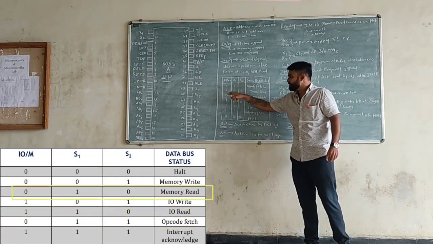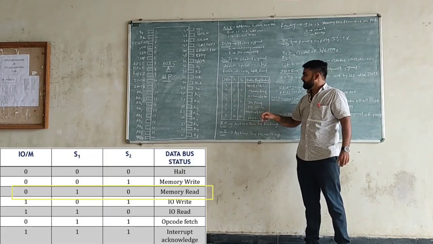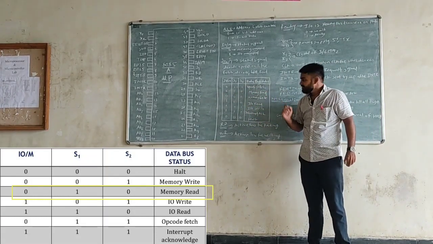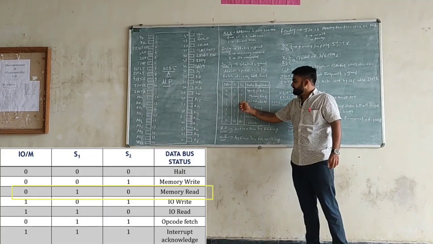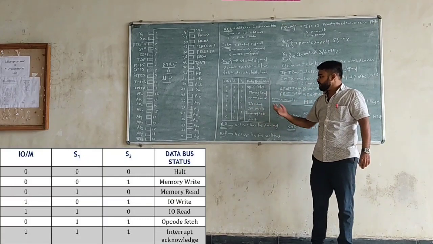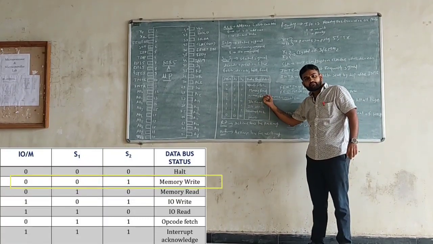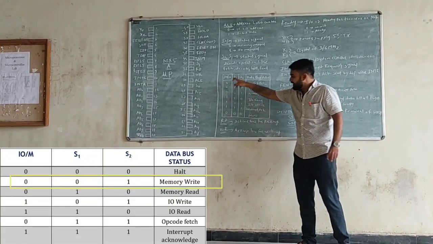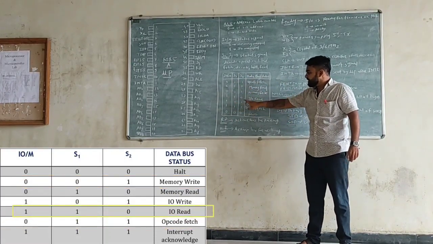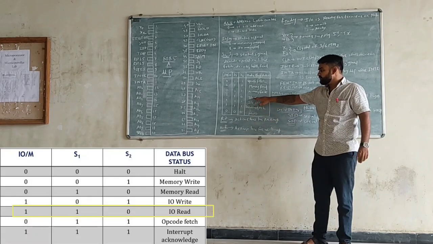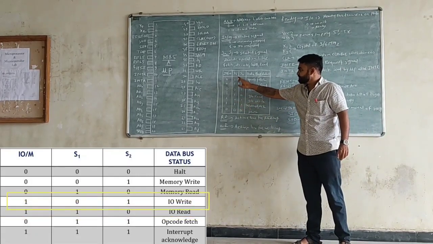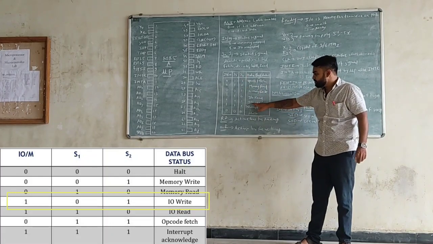After that, when IO/M is at 0 and S1 S0 is 1 and 0, at that time we are going to read the memory. When S1 is at 0 and S0 at 1, at that time we are going to write something to memory. After that, when IO/M is set at 1 and S1 is at 1 and S0 at 0, at that time we are going to read the IO. Similarly, with S1 and S0 at 0 and 1, at that time we are going to write the IO.